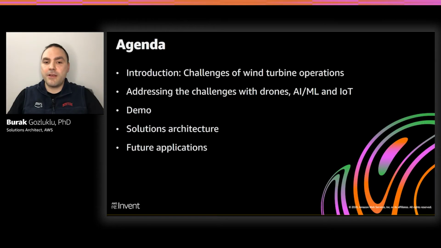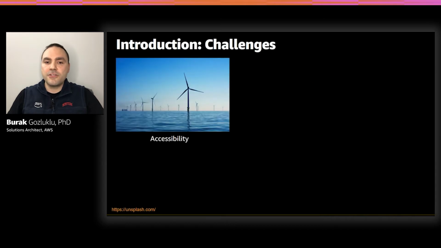Today we will talk about automating wind farm maintenance using drones and AI powered by AWS. We will start with the introduction, challenges of wind turbine operations. Then we will address these challenges with a heuristic solution approach. And then we will showcase our demo, then explain the architecture behind our solution, and then finally talk about future applications.